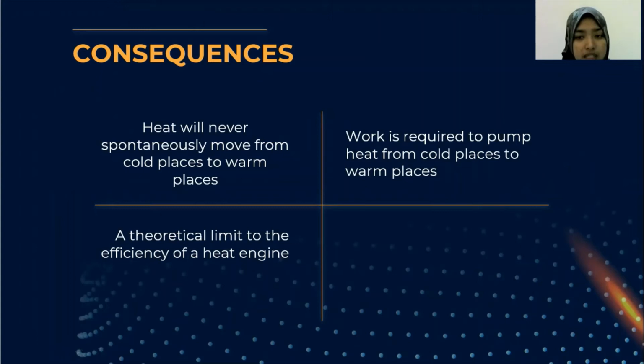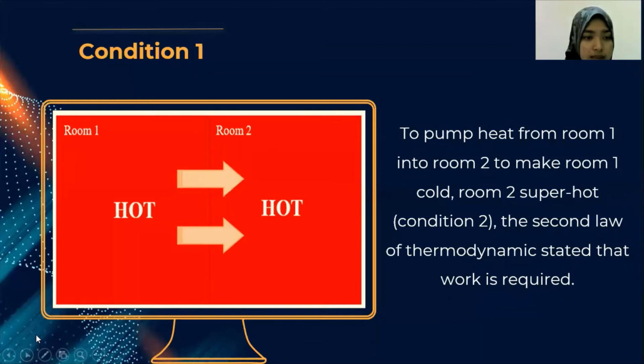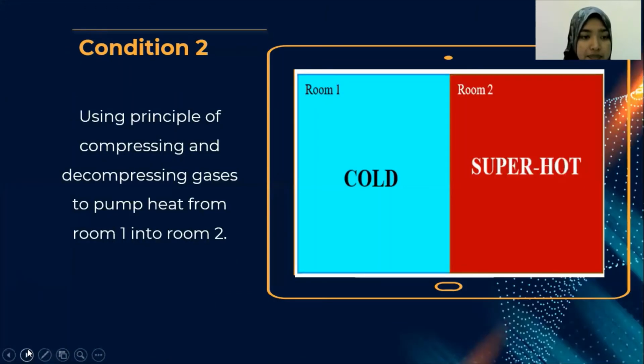The second law of thermodynamics states that heat will never spontaneously move from cold places to warm places. Work is required to pump heat from cold places to warm places. There is also a theoretical limit to the efficiency of a heat engine. Here is condition 1, how it works. To pump heat from room 1 into room 2 to make room 1 cold and room 2 super hot, the second law of thermodynamics states that work is required.